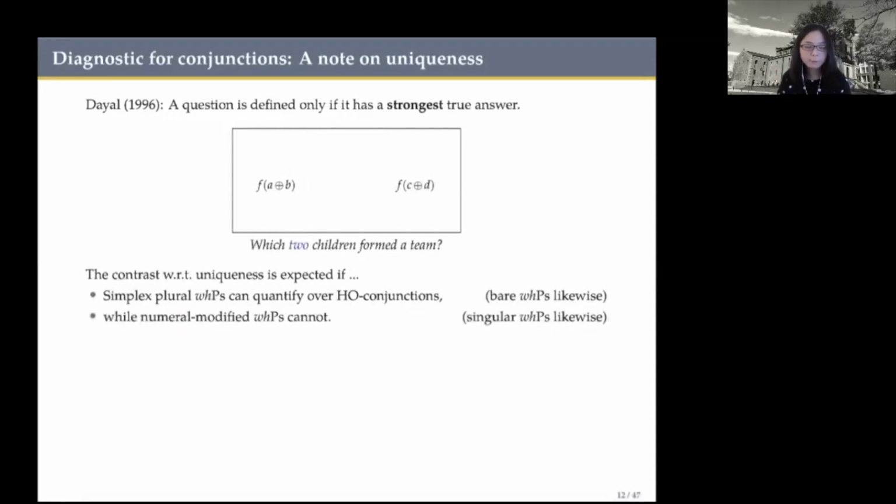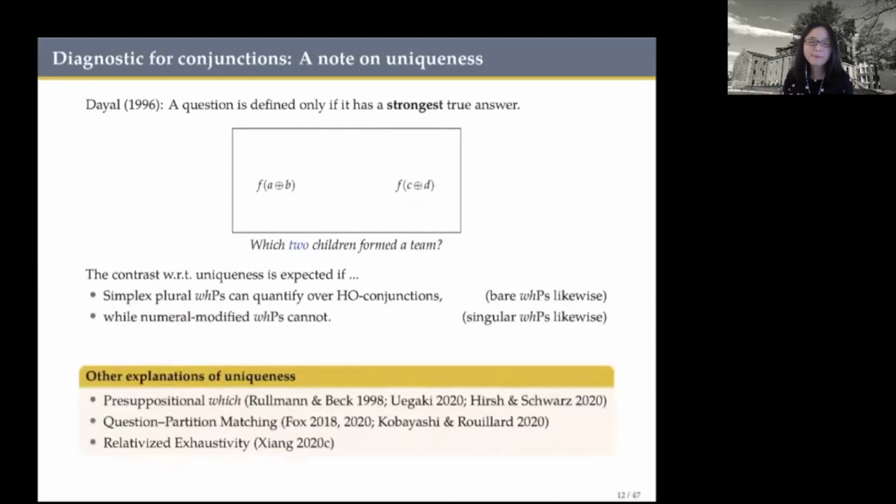For the numeral-modified question, which two children form the team, the uniqueness effect is expected as long as we say that numeral-modified wh-phrases cannot range over higher-order conjunctions. So in the same scenario, we have these two true answers, but there's no strongest true answer to this question.